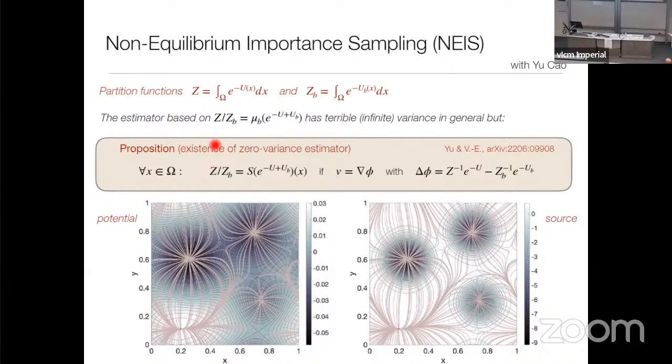Imagine that the base is the two-dimensional torus, and imagine that the base is just the uniform distribution on the torus, and that the target is this three-modal distribution whose level sets are shown underlying here, okay? If you solve the Poisson equation, which one can do in this case, you end up having the potential which is shown over here. The level sets are shown here.